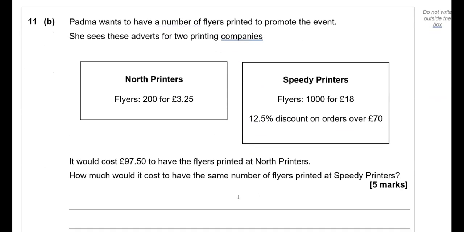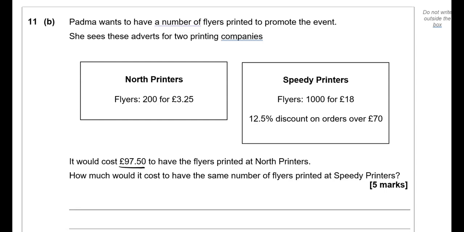Padma wants to have a number of flyers printed to promote the event. She sees these adverts for two printing companies. North Printers flyers, 200 for £3.25, and Speedy Printers, 1,000 for £18. 12.5% discount on orders over £70. It would cost £97.50 to have the flyers printed at North Printers. How much would it cost to have the same number of flyers printed at Speedy Printers?